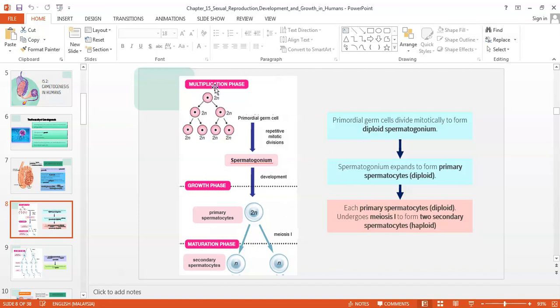And the next one is the process. In spermatogenesis, there are 3 phases. The first one is the multiplication phase, growth phase, and maturation phase. The multiplication phase will multiply by mitosis to form a spermatogonium. And this spermatogonium will develop into primary spermatocytes.